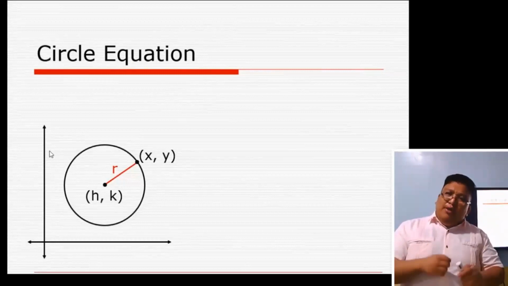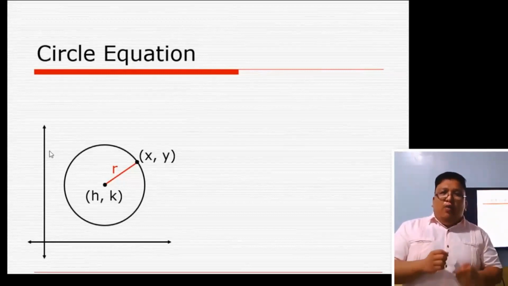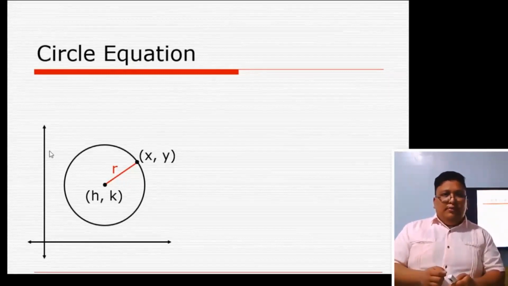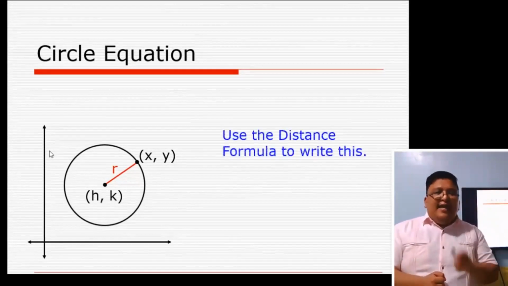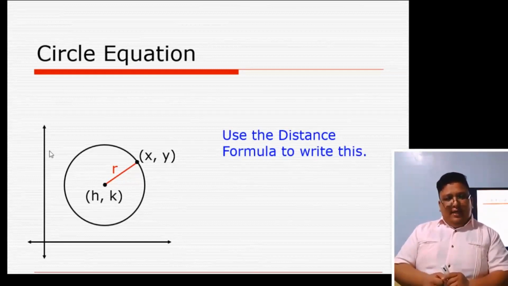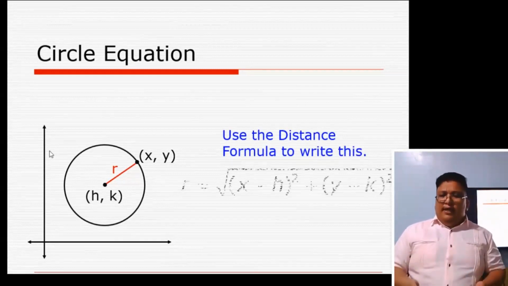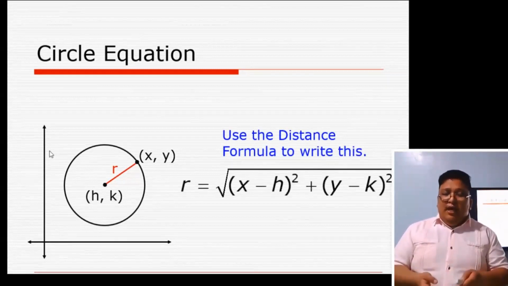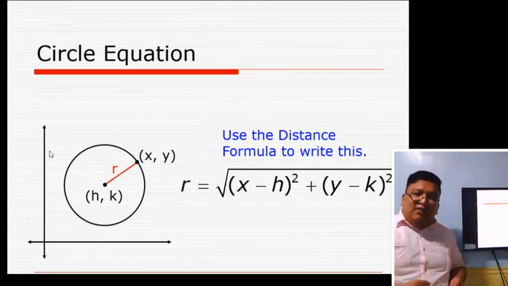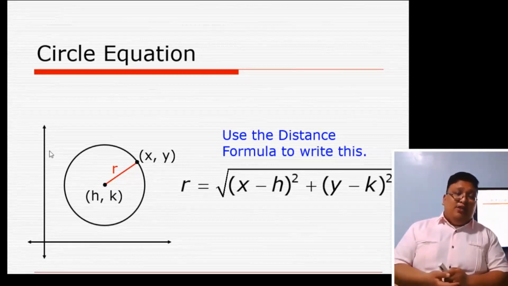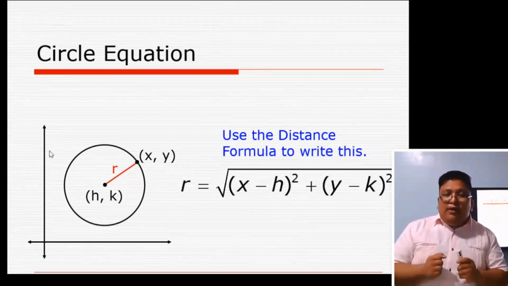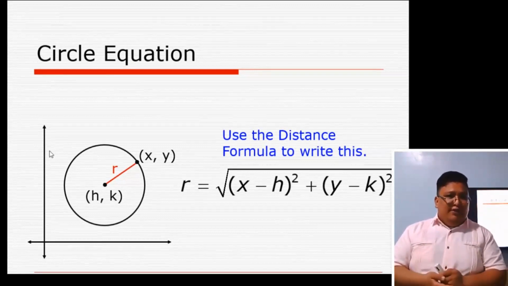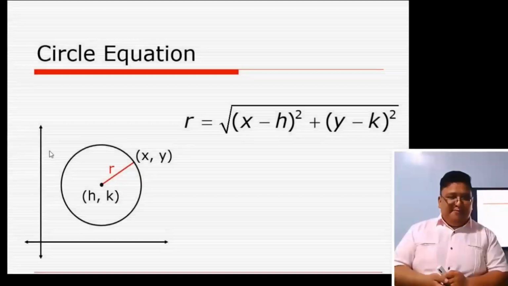How are we going to compute or find the equation of a circle? Very good. We are going to use the distance formula. And what is the distance formula? The distance formula looks like this: r is equal to the square root of (x minus h) squared plus (y minus k) squared. From this, we're going to derive the equation of a circle. Okay?